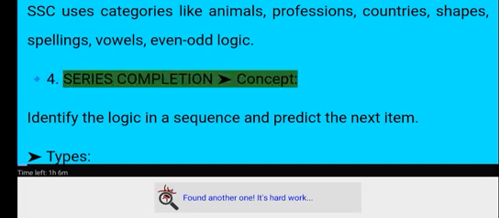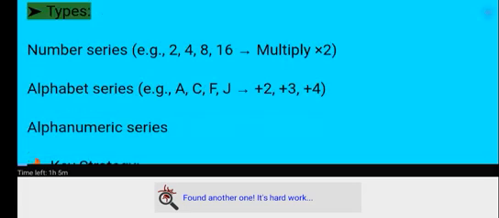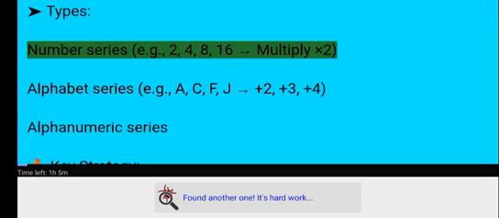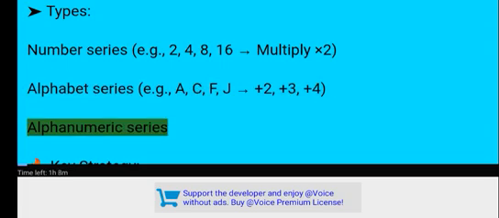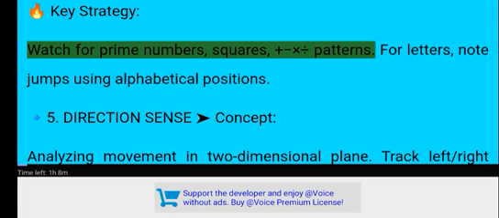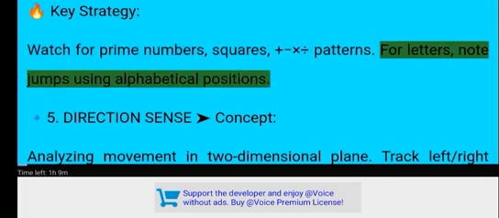Point 4: Series completion concept. Identify the logic in a sequence and predict the next item. Types: number series, e.g., 2, 4, 8, 16, multiply by 2. Alphabet series, e.g., A, C, F, J, plus 2, plus 3, plus 4. Alphanumeric series. Key strategy: watch for prime numbers, squares, and plus, minus, times, divided patterns. For letters, note the jumps using alphabetical positions.